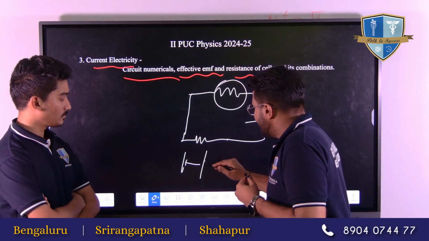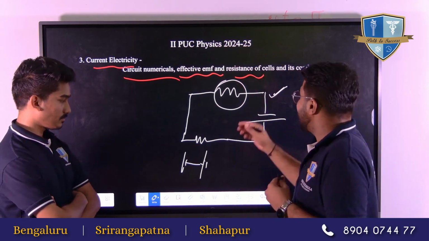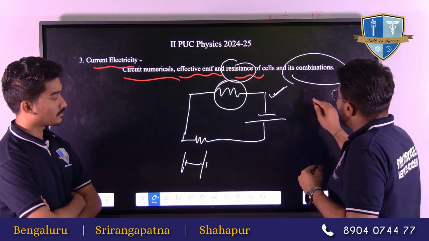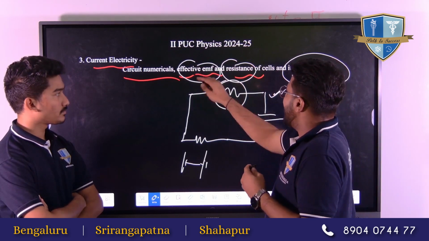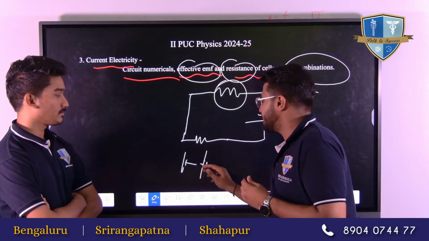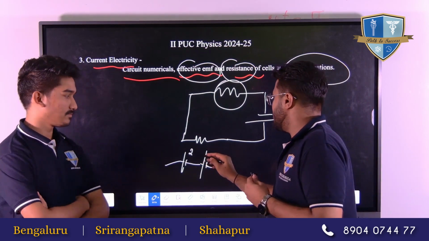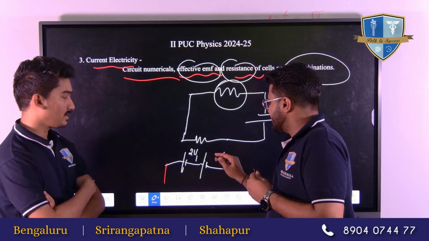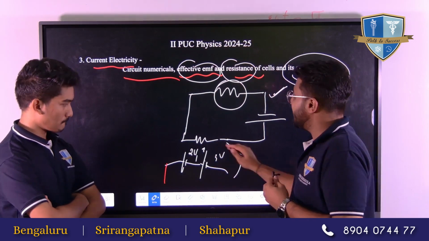If you have cells, they will have their internal resistance, so you have to find their effective resistance in the combinations. They may ask you to derive the effective EMF, the same thing, and to find some effective EMF by giving the values of some cells, around 2 volts, 3 volts like this. They may also give their internal resistance, and they'll ask you to find the effective value.